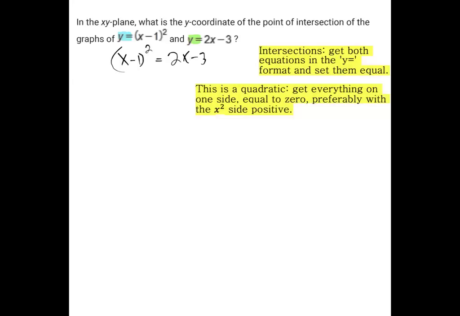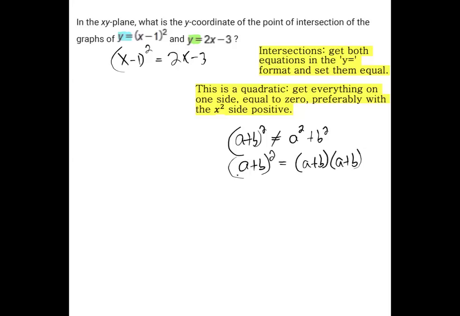Now, one of the big mistakes people will make doing a question like this, when you have something in the a plus b format, a lot of people will be tempted to say, well, that's a squared plus b squared. But you have to be careful with that. Instead, something in the format of a plus b all squared is really going to be a plus b times a plus b, because when you square something, you're multiplying it by itself. And then from there, you'd FOIL. So here, we'll have x minus 1 times x minus 1.